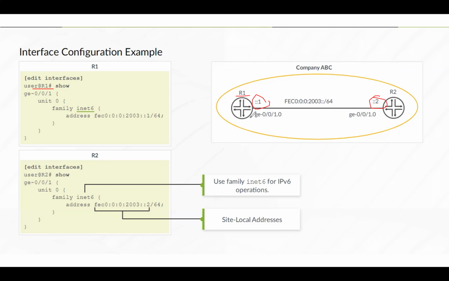This is router 1, interface ge-0/0/1 unit 0, and family inet6. For IPv4 we use inet, but for IPv6 we use inet6. Then you have to assign the address. This is the difference. Under inet6, you set the IPv6 address. That is the difference from IPv4. So this is the way to configure an IPv6 address on a specific Juniper interface.